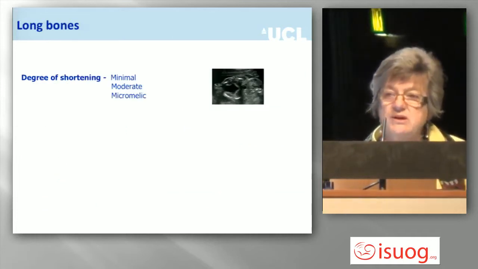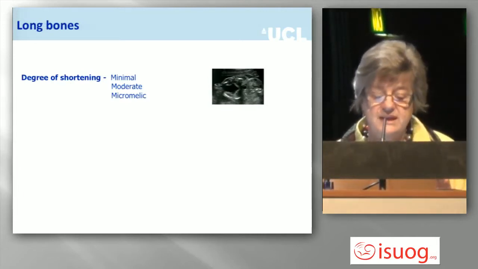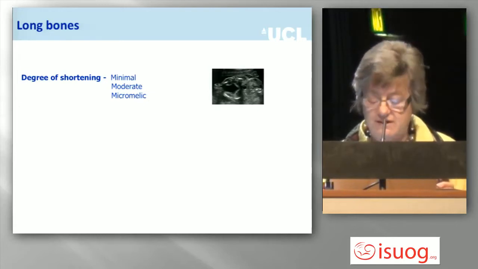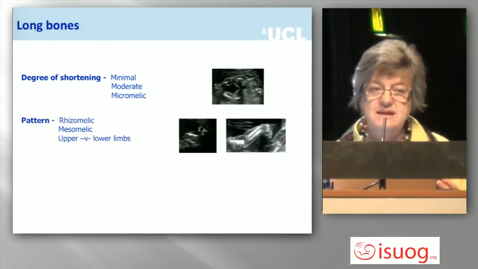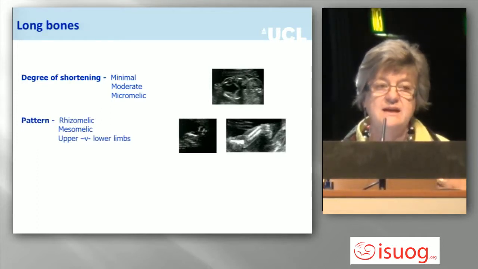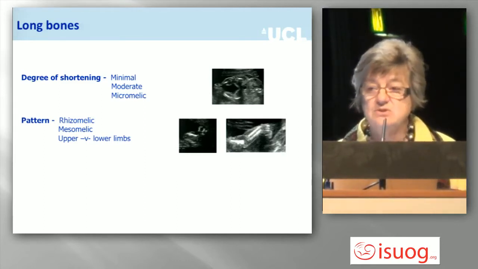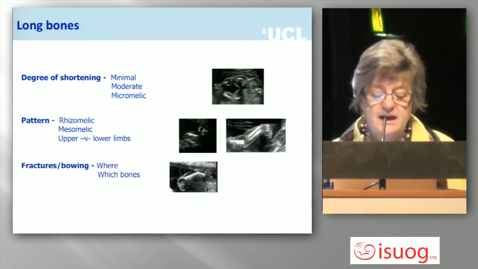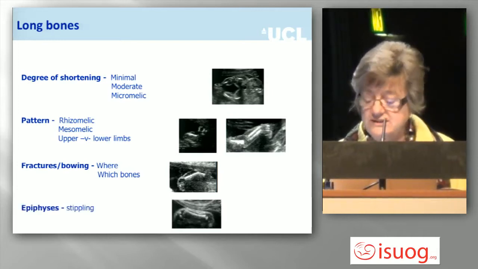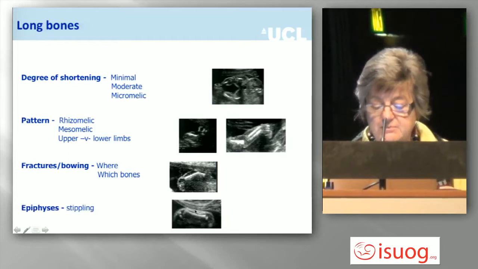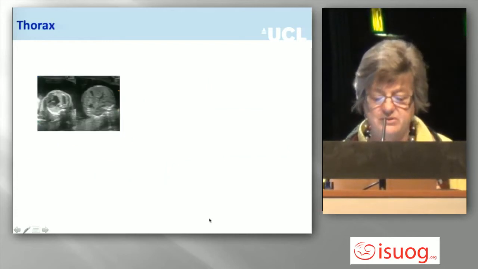So in terms of looking at the long bones, what features should we be looking for? Well, we need to look for the degree of shortening. So is it minimal? Is it moderate? Or are they really, really very short bones? Again, the pattern will help you make a diagnosis. So is it rhizomelic, so predominantly proximal shortening, mesomelic, all bones short, or are the upper limbs affected and not the lower limbs, or vice versa? Is there any fracturing? If so, where? And are the epiphyses, look closely at the epiphyses to look for stippling. So the bones may be short, but look closely for stippled epiphyses, a very good clue to the underlying pathology.